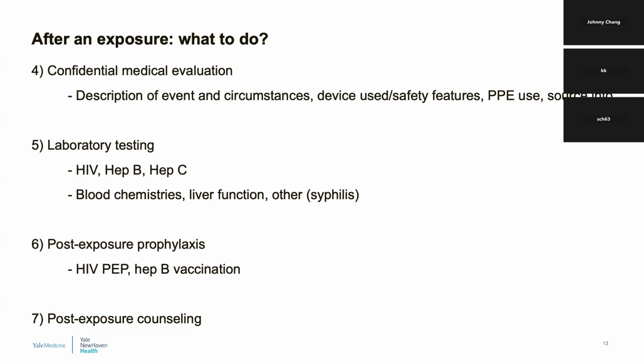And if indicated, we will get lab testing in both the source patient and the recipient patient, as well as many other testing if indicated. And then if we need to, we can do post-exposure prophylaxis. So, we're now in an era where we're fortunate we have HIV antivirals that are very effective. We have Hep B vaccination, and we now have Hep C antivirals, which are also very effective.